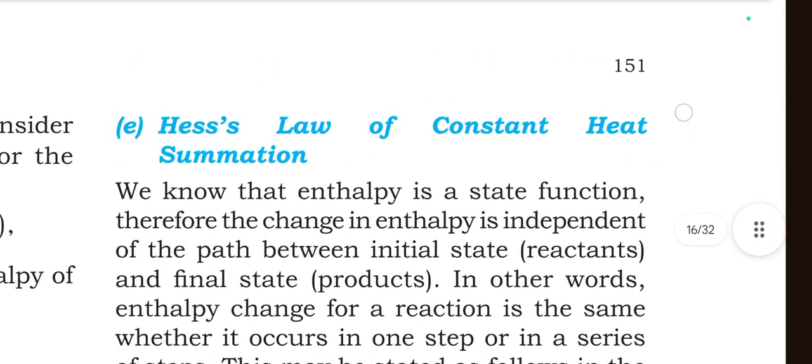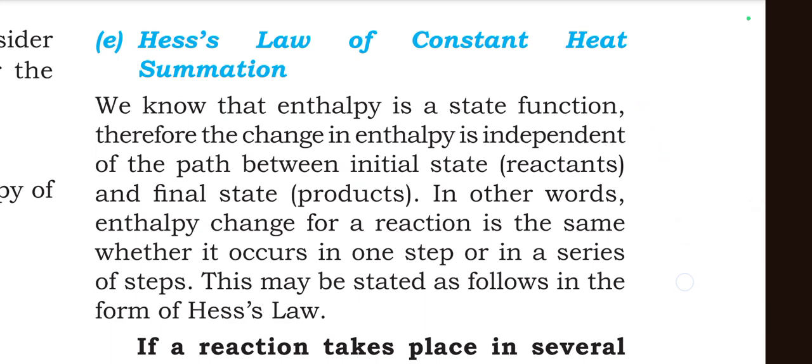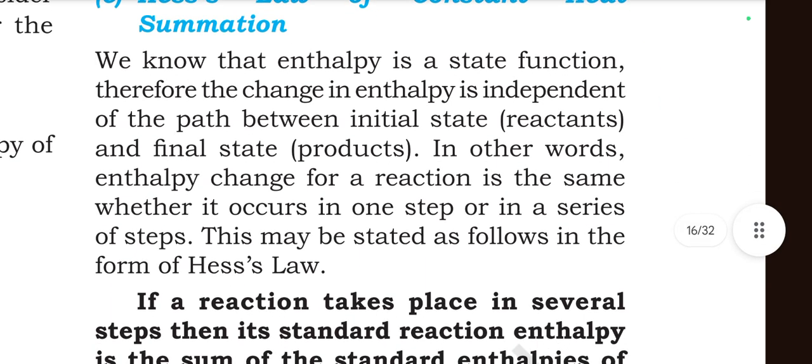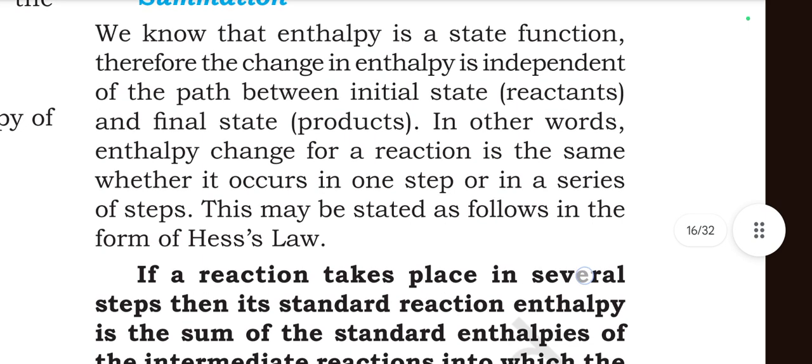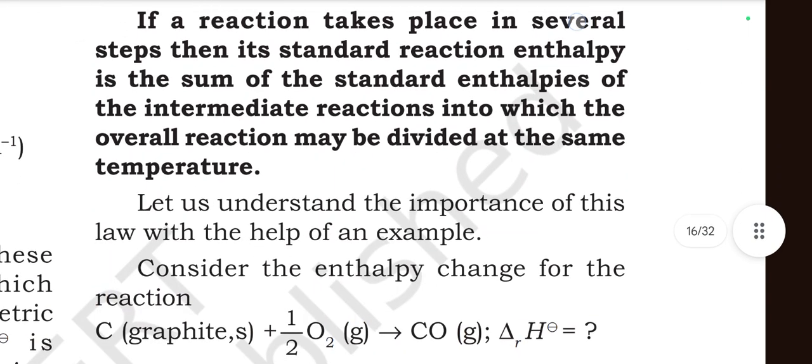Hess's law of constant heat summation. We know that enthalpy is a state function; therefore, the change in enthalpy is independent of the path between the initial state and the final state. In other words, the enthalpy change for a reaction is the same whether it occurs in one step or in a series of steps. This may be stated in the form of Hess's law. If a reaction takes place in several steps, then its standard reaction enthalpy is the sum of the standard enthalpies of the intermediate reactions into which the overall reaction may be divided at the same temperature.